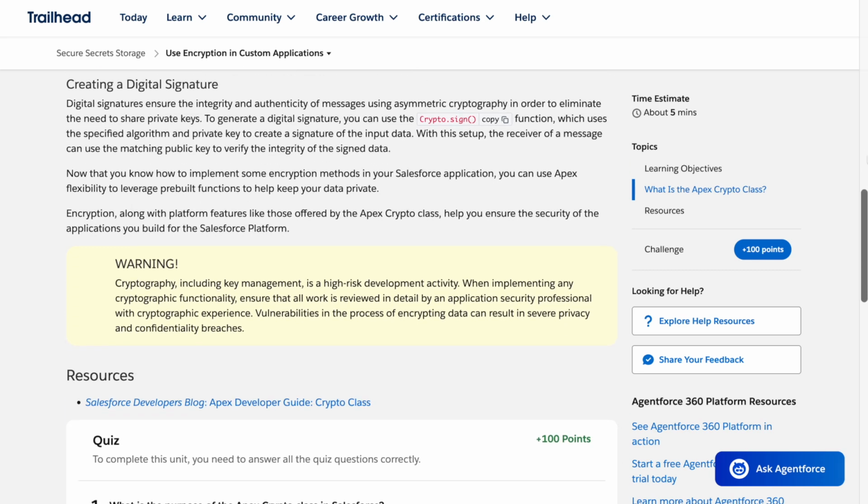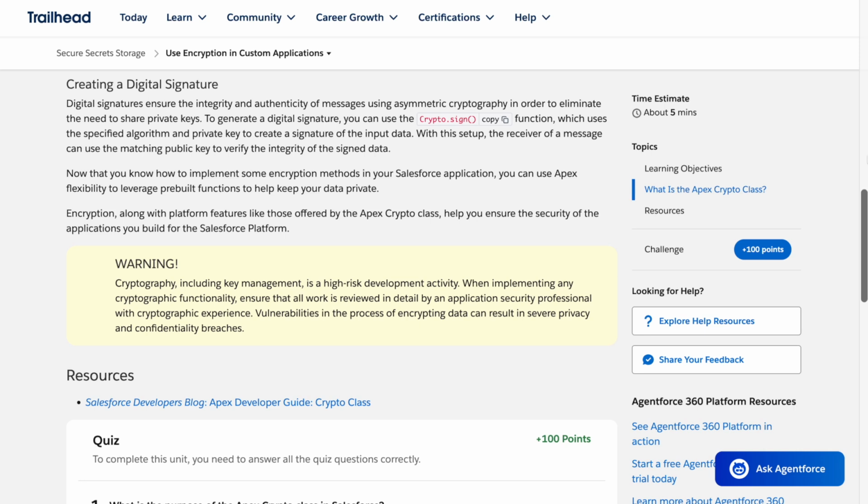Creating a digital signature. Digital signatures ensure the integrity and authenticity of messages using asymmetric cryptography in order to eliminate the need to share private keys. To generate a digital signature, you can use the Crypto.sign function, which uses the specified algorithm and private key to create a signature of the input data. With this setup, the receiver of a message can use the matching public key to verify the integrity of the signed data.